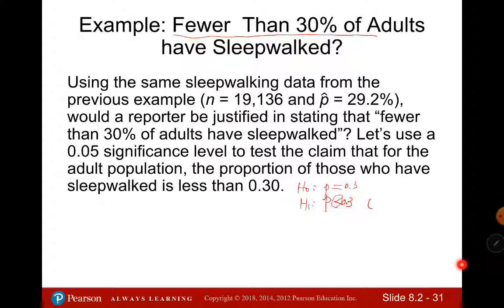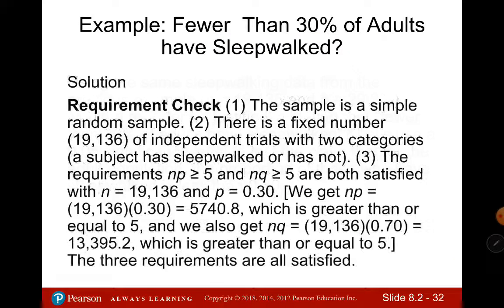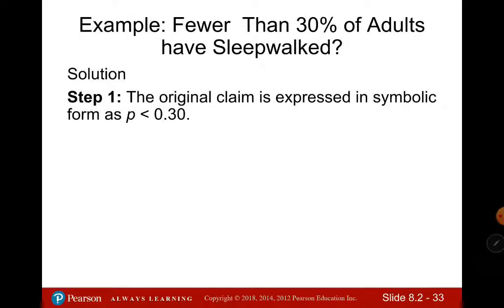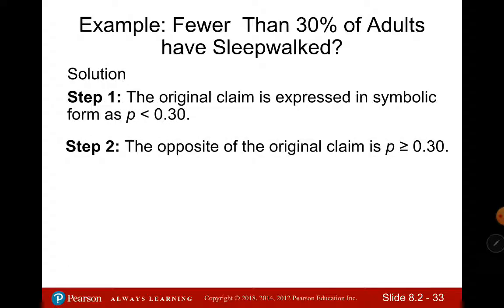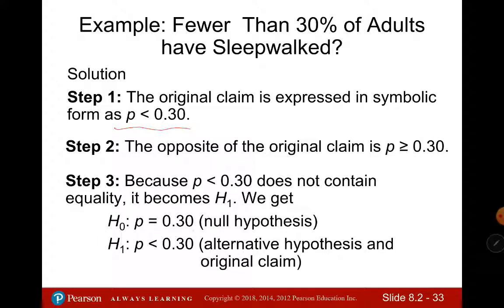So let's check the alternative here. P is less than, so it's still a one-tail test, but this time we're talking about a left-tail test. By this step, we already have the null and alternative, and we know we are doing a left-tailed test. Of course, we can quickly go through the requirement check, the symbolic form, and then list our null and alternative, and say this is a left-tail test.